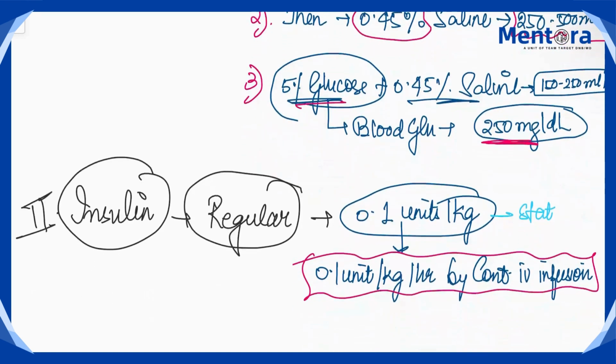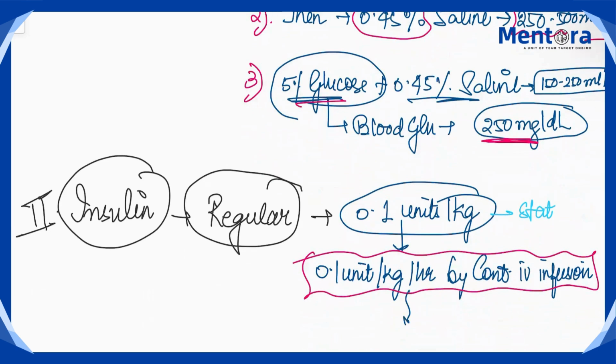Okay, you see, measure your RBS level every 1 to 2 hours, and if there is no response in next 2 to 3 hours, you can increase this by 2 to 3 folds. So increase the insulin level by 2 to 3 fold if there is no response in next 2 to 3 hours.